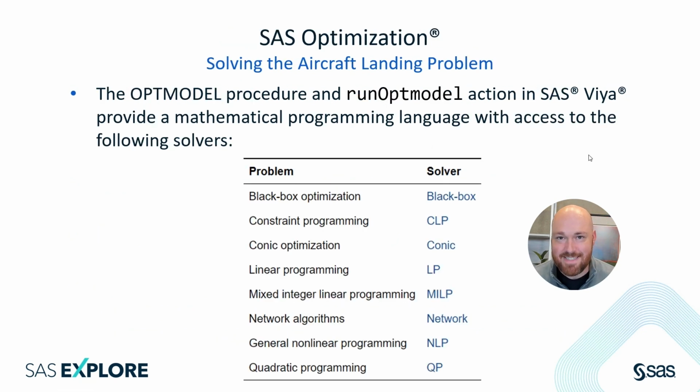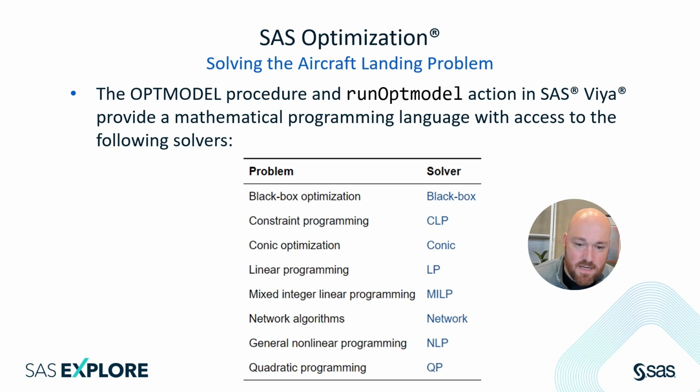So how do we do this in SAS? Well, we can use the OPTMODEL procedure or the runOptmodel action in SAS Viya to build this mathematical model from the ground up. We'll define the parameters, the decision variables, the objective, the constraints, and so on and so forth, and solve this model directly inside of the OPTMODEL procedure.